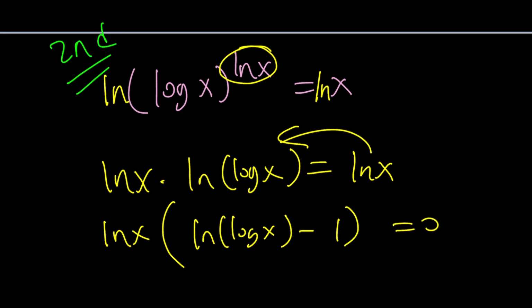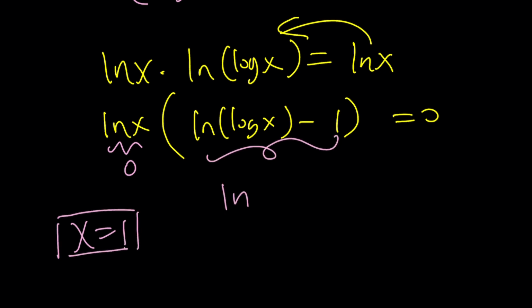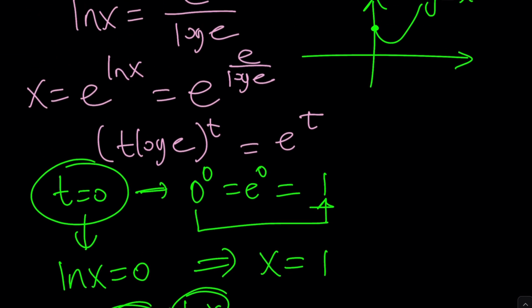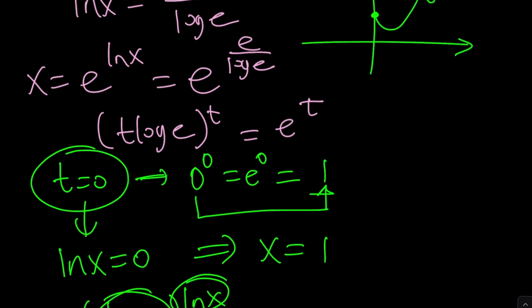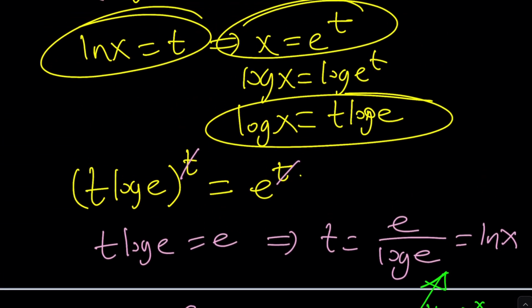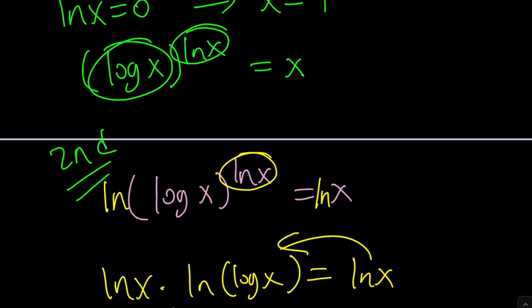Now from here, if ln x is 0, you probably know that x is equal to 1, which we already talked about. And from here, if ln log x is equal to 1, that means log x is equal to e to the power 1, which is e, and that means x is equal to 10 to the power e. Wait a minute, is 10 to the power e the same as this one? Probably, because I can use change of base, a couple different methods, and at this point, it's probably going to give me the same answer.